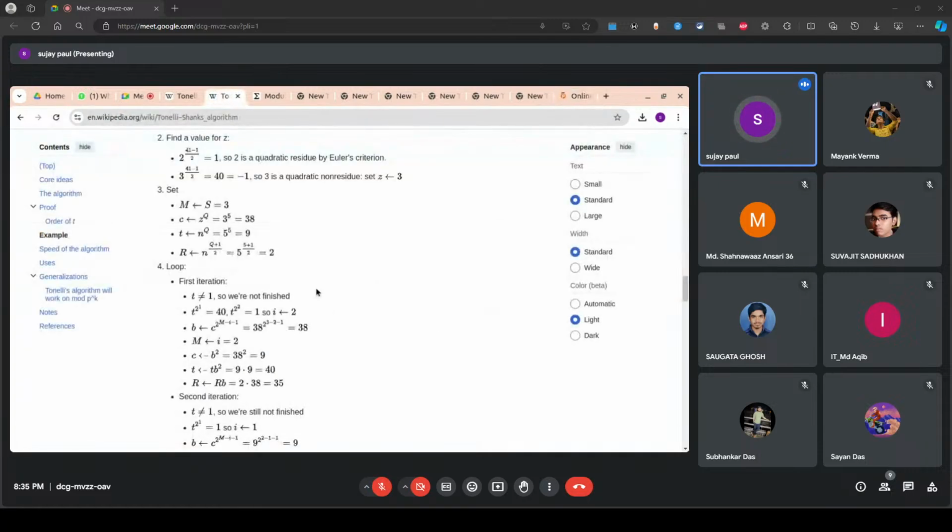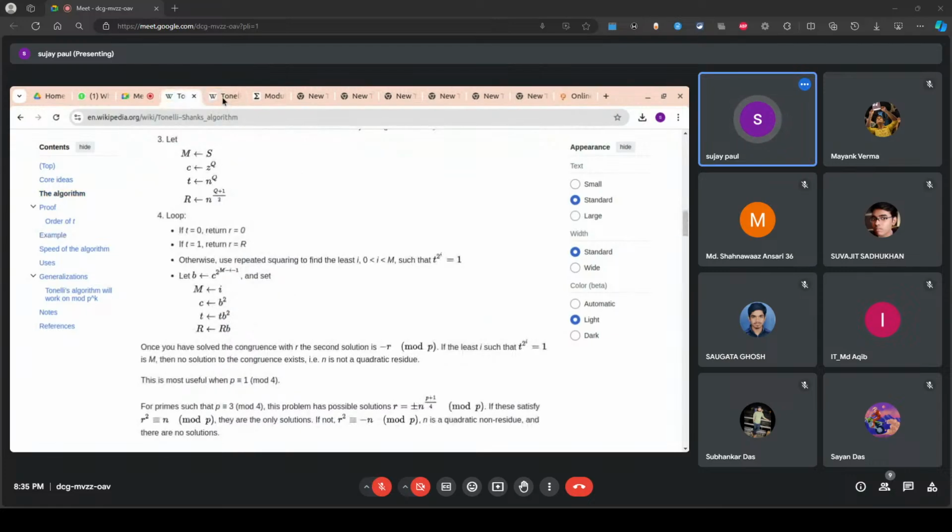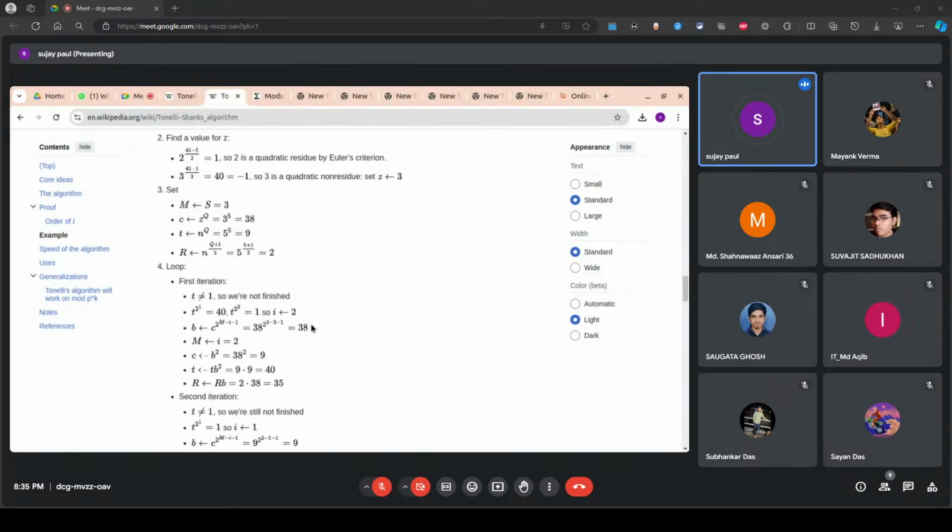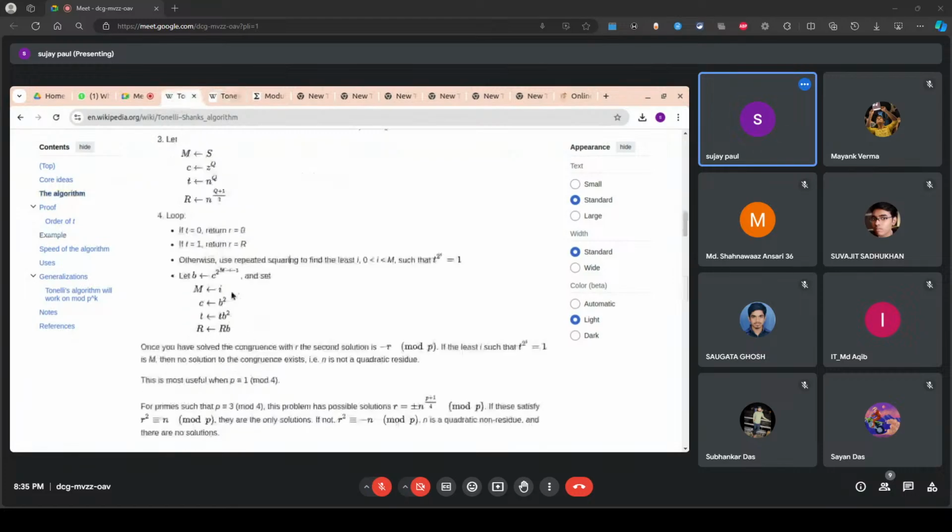Okay. Next, come to the next part. So I have got the value till b. Now m. m should be i, c should be b square, t should be t b square, r should be r b. I will go till I have got these two conditions. If not, the else condition, I have to go for another loop. Okay.